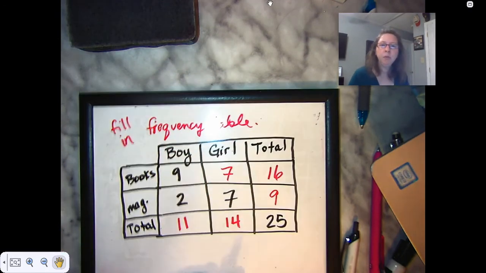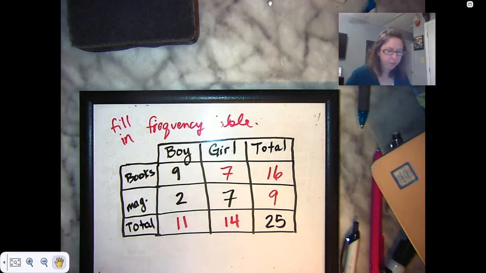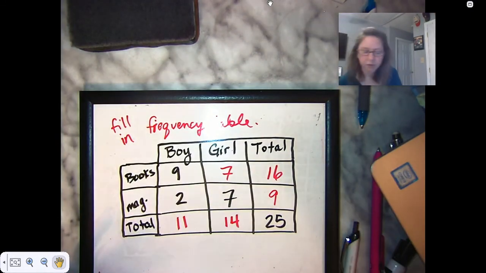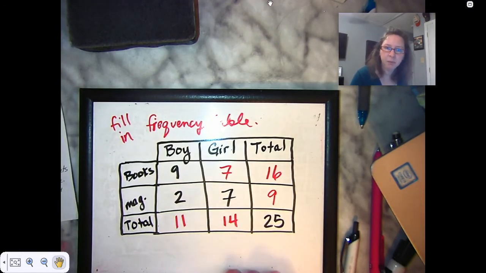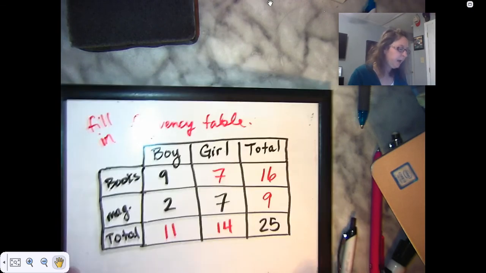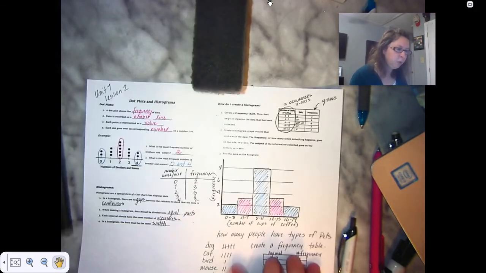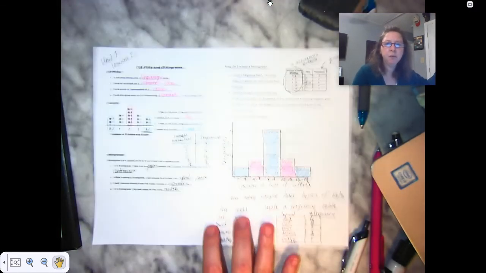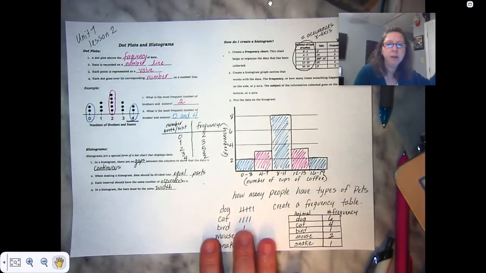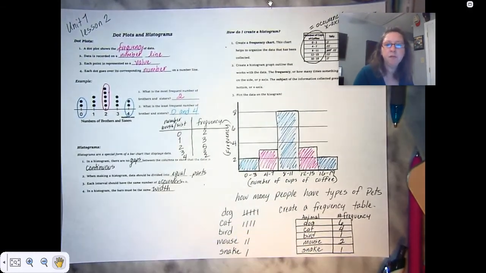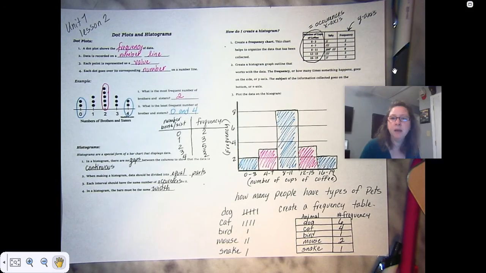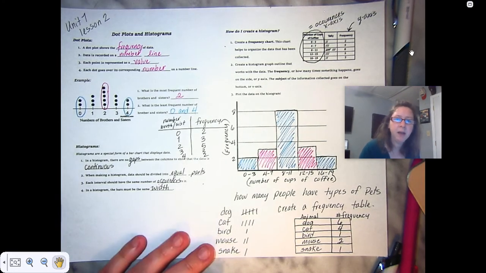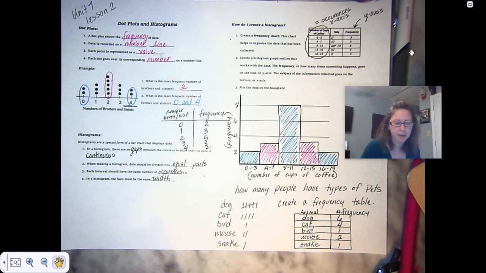Okay? So that is what your practice assignment is going to be today. It's going to be about dot plots, histograms, and frequency tables. I think that you guys have a really good shot at being super successful with this practice assignment because I believe pretty much all of this information is review for you. And if it's not review, I think it was really simple. If you're having any trouble with any of this information, please feel free to contact me.